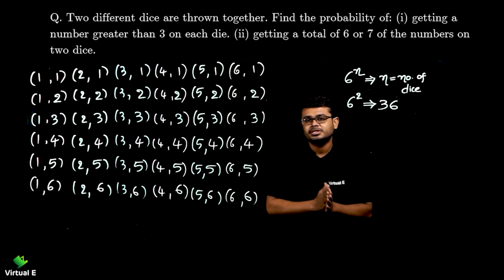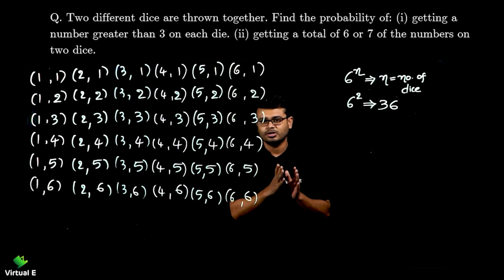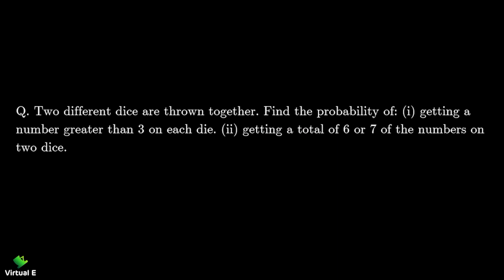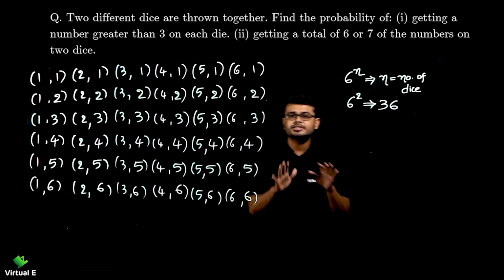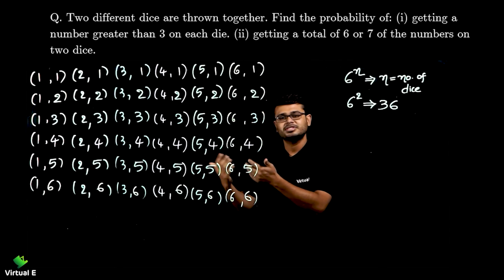Let's do the last question related to dice and then we'll move on to the next topic. Let's start with the question. Two different dice are thrown together. Find the probability of getting a number greater than 3 on each die. Now see, this is also possible. They are only asking about a specific case.